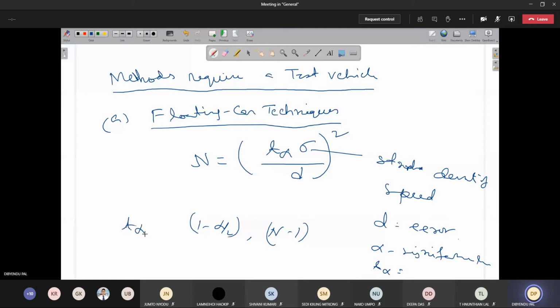Once we get this value from the t distribution table, and if we have the standard deviation of the speed and the allowable error, then using this equation we can find out the number of sample runs you will require for that particular application. So this is how we can use the floating car technique to find out the travel time.